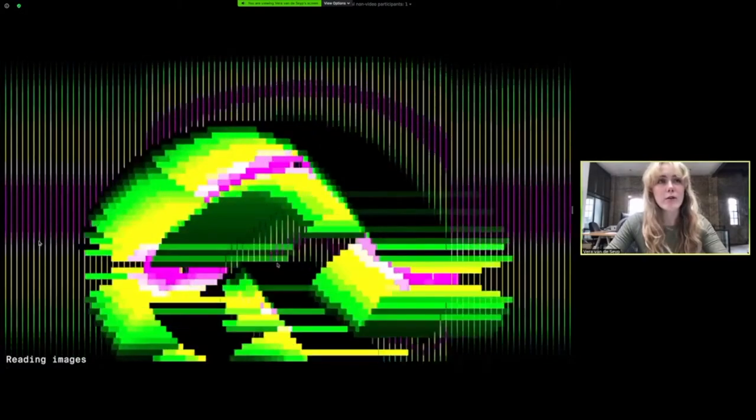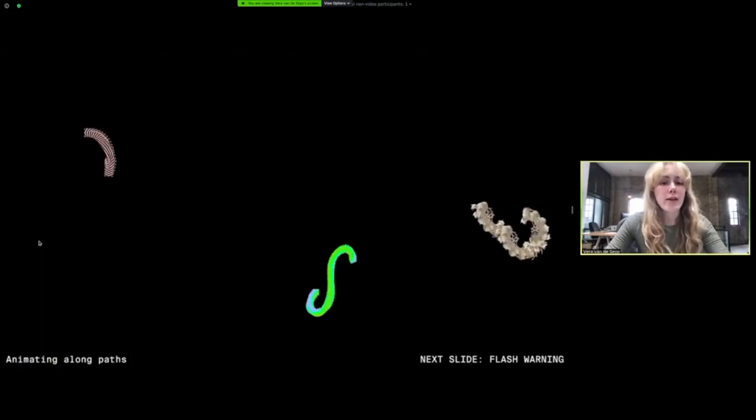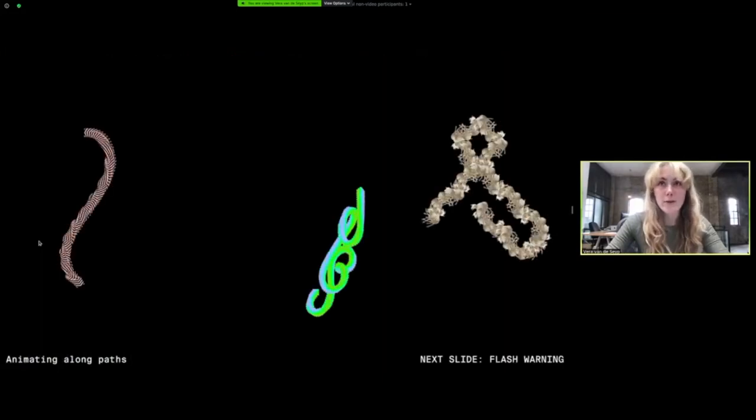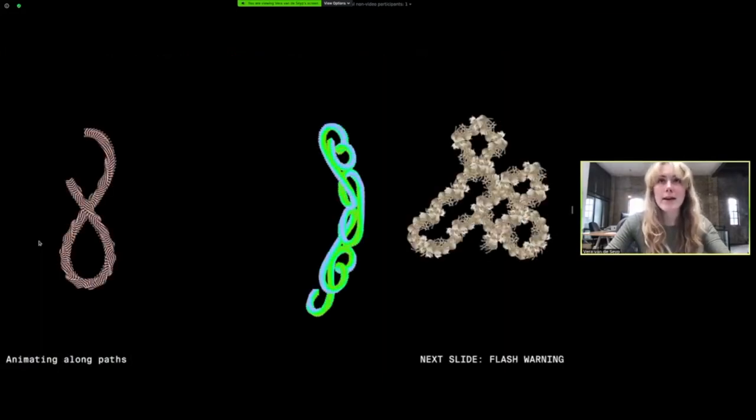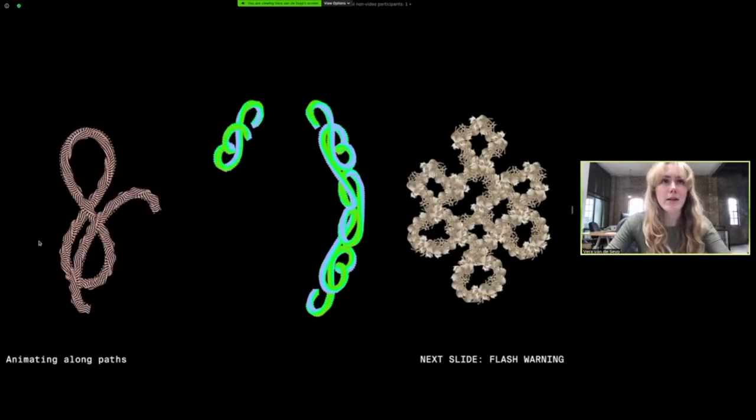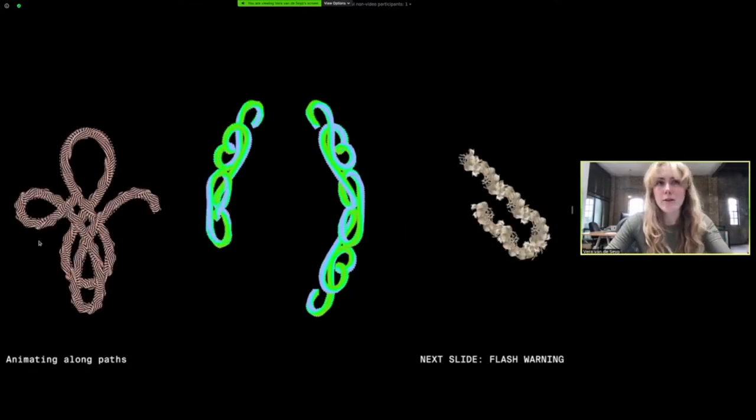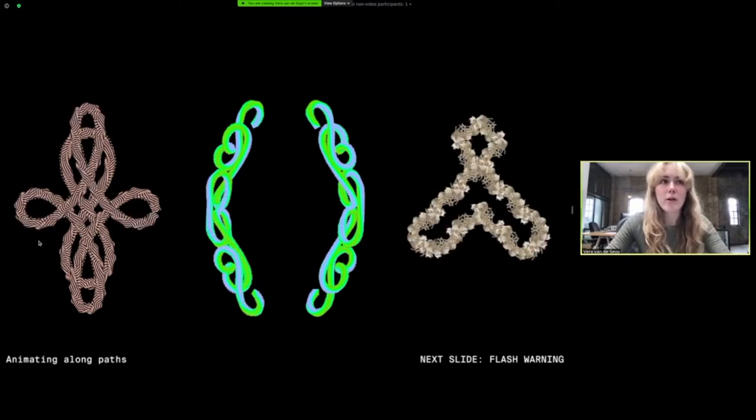But also basically how you can work within these grids, so how you can read images and make animations with that, or how you can trace along a path. So basically animate a line or animate something that you cannot do that easily with other programs.